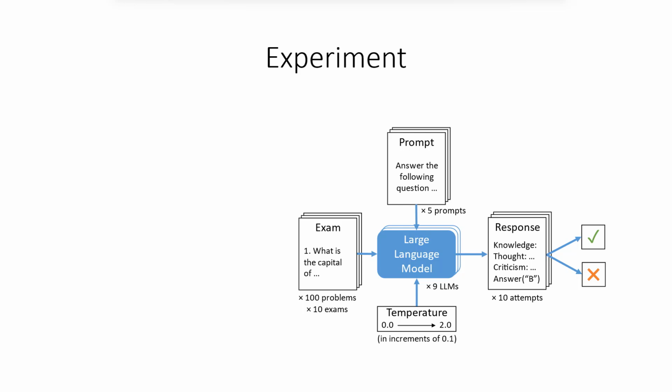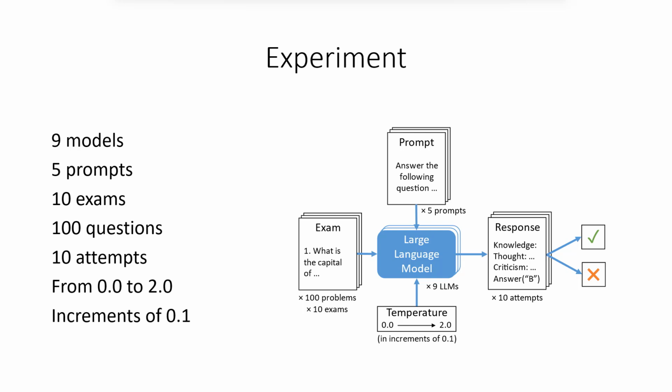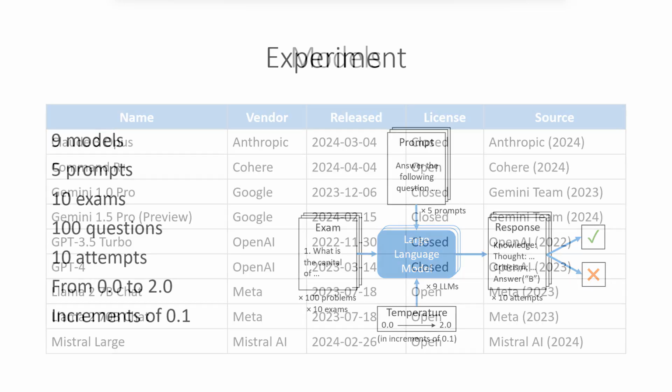To answer our research question, we created an experiment involving 9 large language models, 5 prompt engineering techniques, and 10 exams from various problem domains, with 100 questions randomly sampled from each exam for a total of 1,000 questions. For each model, prompt, and question, the LLM answered the question 10 times while sweeping across sampling temperatures from 0.0 to 2.0 in increments of 0.1. We ran a subset of this full experiment due to time and cost considerations.